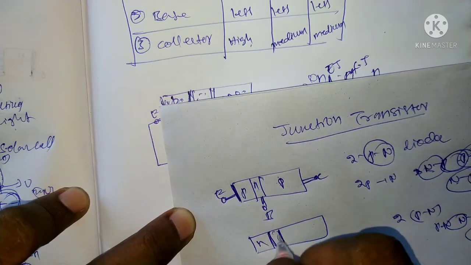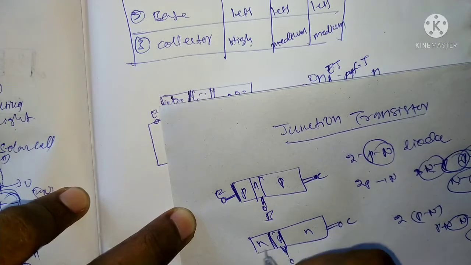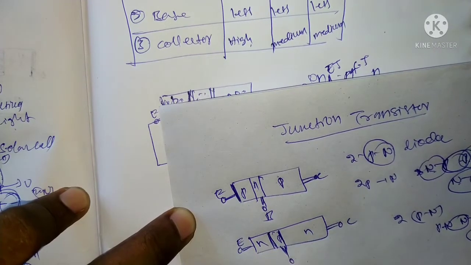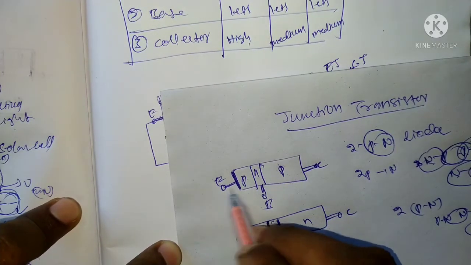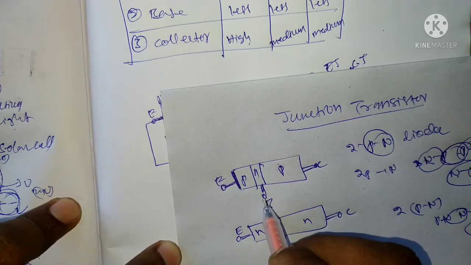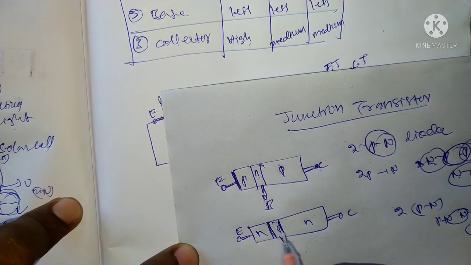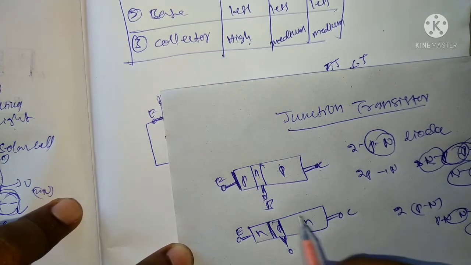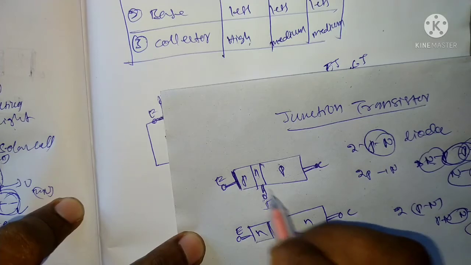In the NPN transistor, there is a collector, a base, and an emitter. In the case of PNP, P is the emitter, N is the base, and P is the collector. This is one transistor. Another is the NPN transistor: N is the emitter, P is the base, N is the collector. Now I will discuss what the emitter, base, and collector are.